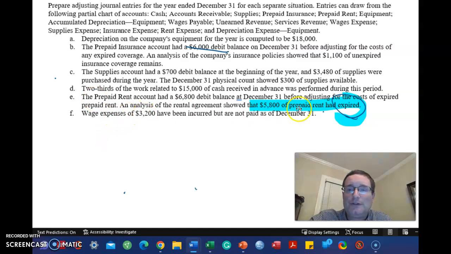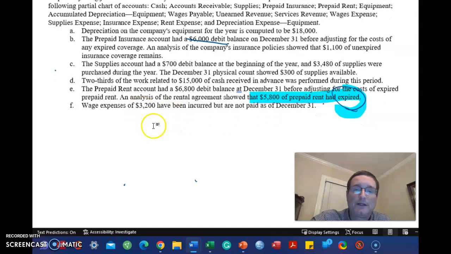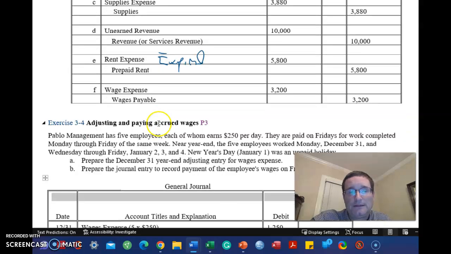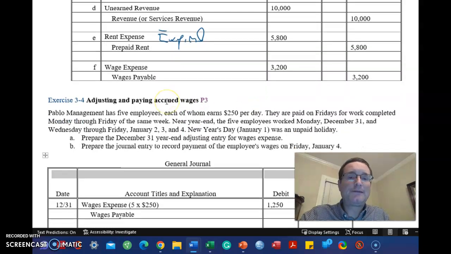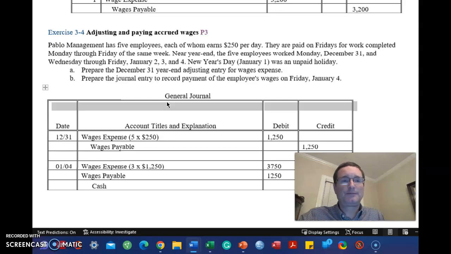So wages through December 31st, and it's not payday yet, so we can't record payroll expense. We're going to record it as a payable and then the expense. We're not going to pay them, no cash involved. $3,200 for whatever is in December. So we're going to debit wage expense, $3,200, and credit wages payable, $3,200. Now, if that F doesn't make sense, we'll drive this one home with this last problem for this video.